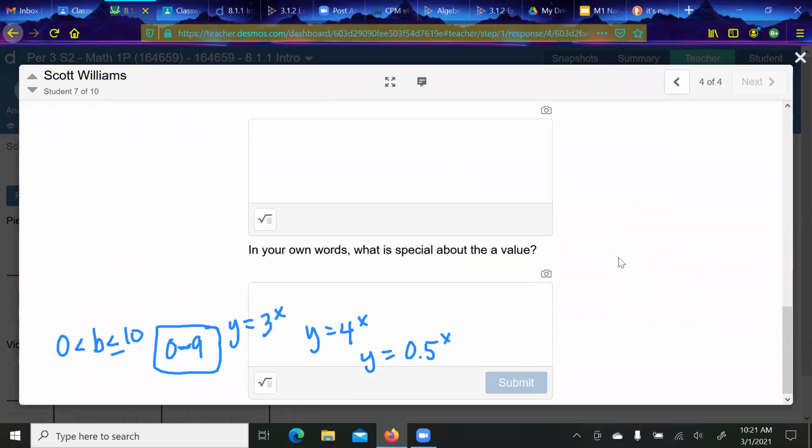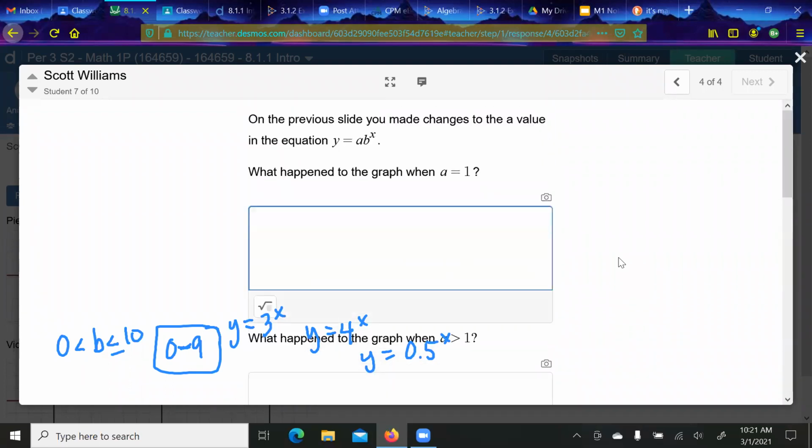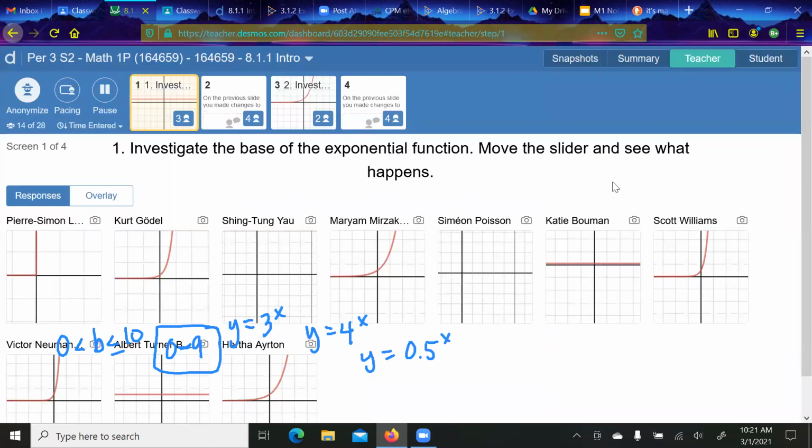So you want to type that in slide 4. Yeah, just type it in slide 4. Okay, and once you finish typing that in slide 4, we're done with that Desmos activity. Just a short investigation of what happens when you change A and B. And that's what happens, right?